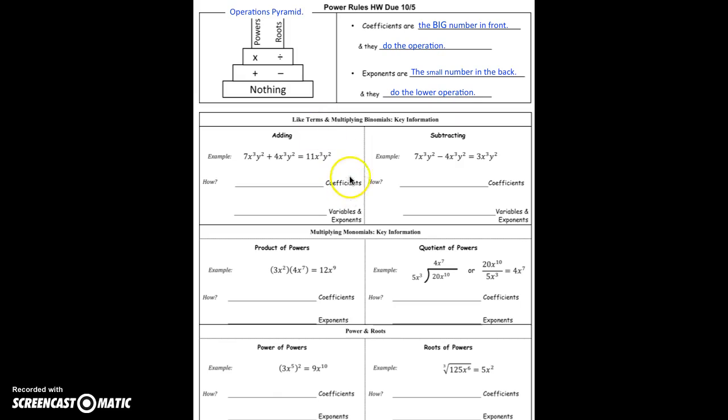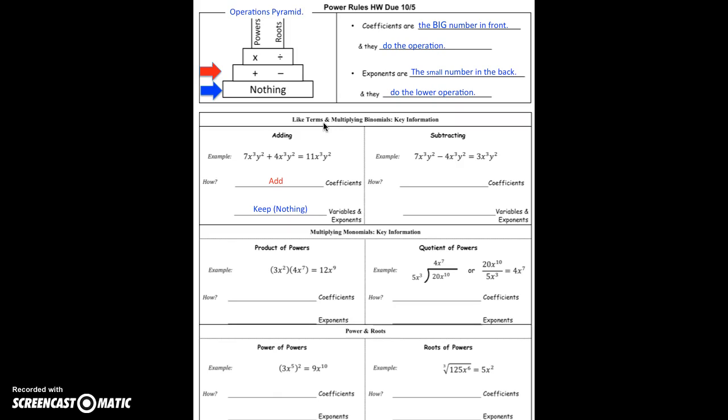So how can we use this? As I said, key thing to remember, coefficients do what you say you're going to do. So let's look at the addition example. We have the coefficient here in these two terms, 7 and 4. We are adding them. Look at our coefficient. It adds. So whatever your operation is, the coefficient follows that operation. It does exactly what you say. But the exponents, on the other hand, if we're using the pyramid, they're going to do one level below. So if you look under the addition symbol, it's nothing. So the exponents do nothing. That means they stay the same or we keep them.